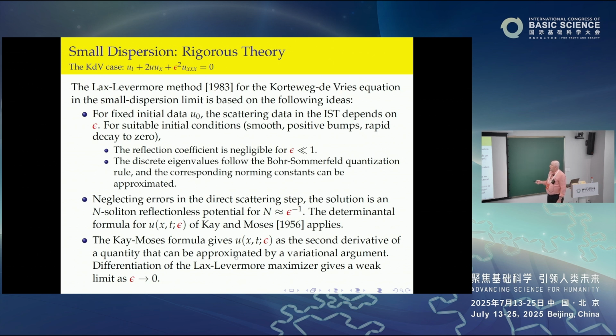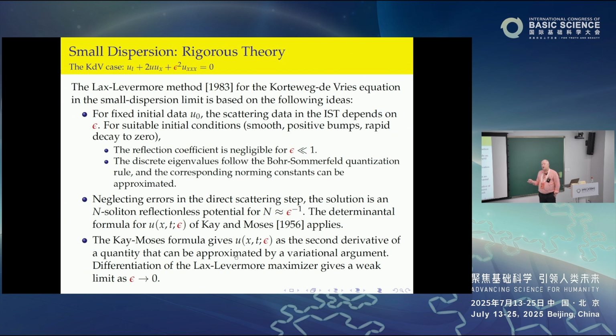That's how it works. And what's true is that when this dispersion coefficient is small, you have a fixed initial condition, and that scattering data in the so-called inverse scattering transform domain depends on this parameter epsilon in a really singular way. If you have suitable initial conditions, like a smooth positive bump that decays fast to 0, then there's an analog of the Fourier transform called the reflection coefficient, and it's negligible when epsilon is very small.